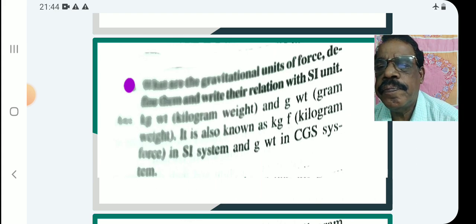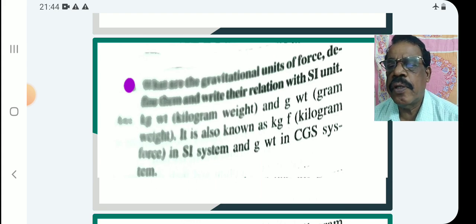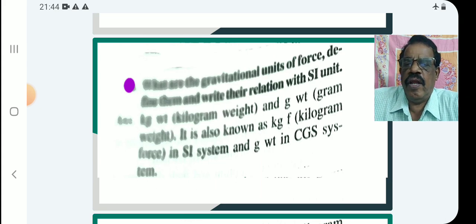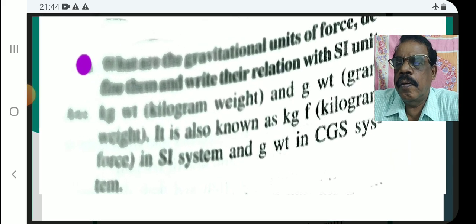You look here. Kilogram weight, KGF, or kilogram weight, and gram weight. So here the gravitational unit of force in SI is kilogram weight, that is KGF. In CGS it is gram weight. It is also known as KGF, kilogram force in SI system and gram weight in CGS system.